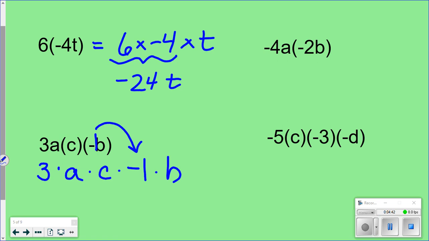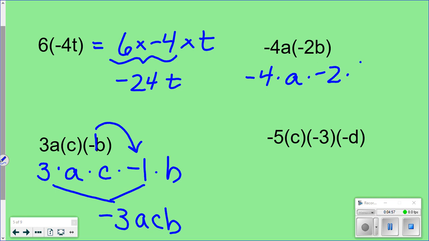Then I'm going to multiply what I can multiply. 3 times negative 1 would be negative 3. And then I don't know what a, c, and b are, so this is what it would look like as an answer. Okay, up here I'm going to go to negative 4 times a times negative 2 times b.